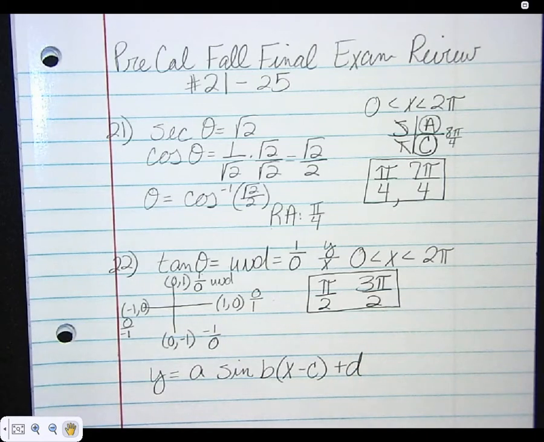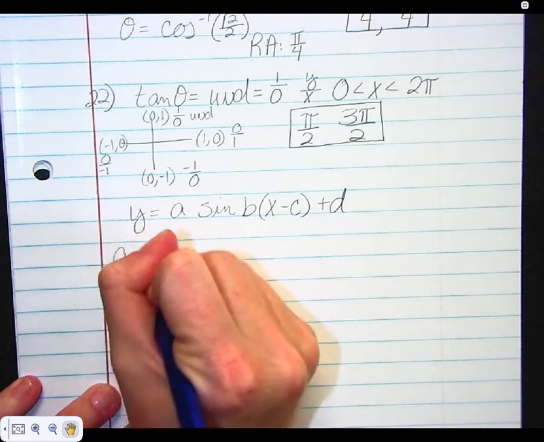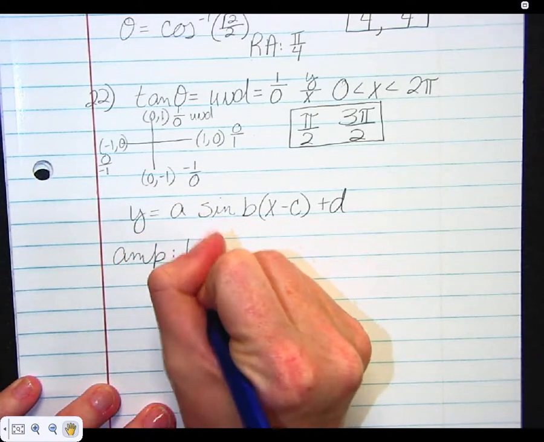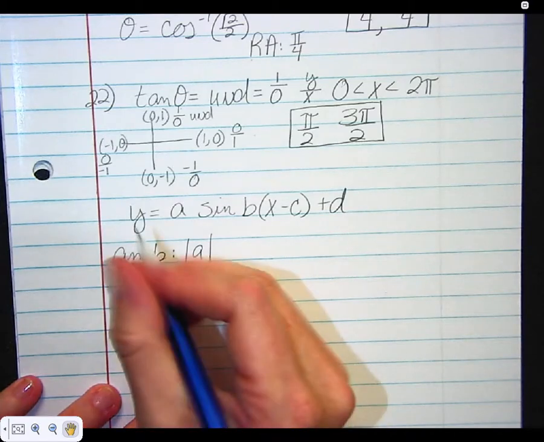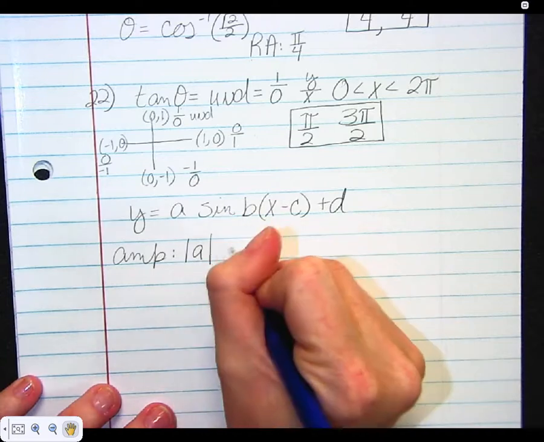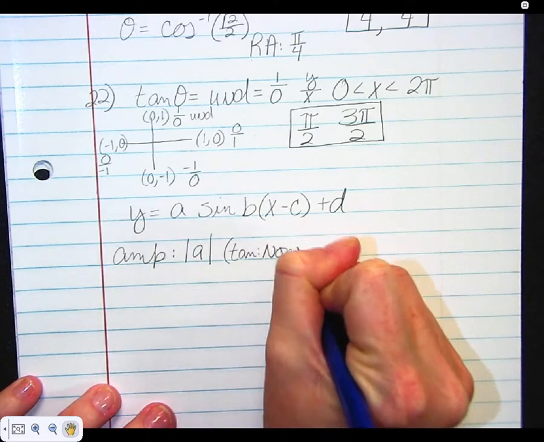And so I know when I'm working with sine or cosine, and I'm working with my amplitude, I'm going to have the absolute value of A right there for my amplitude. If it's negative, then you're also reflecting. But when you answer the amplitude question, we are going to answer with a positive value. Let me remind you also that tangent has no amplitude.